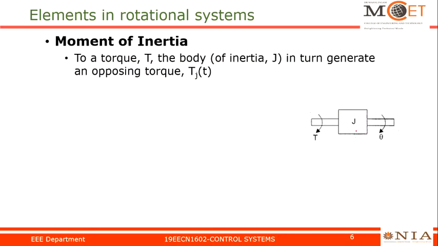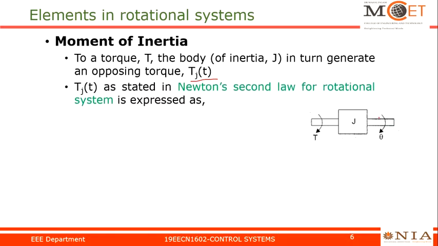The representation of moment of inertia is by capital J. When you apply a torque T, this moment of inertia will generate an opposing torque, which is called Tj(t). And we have the angular displacement theta. This is like x in translational, where x is linear displacement. Here theta is angular displacement.